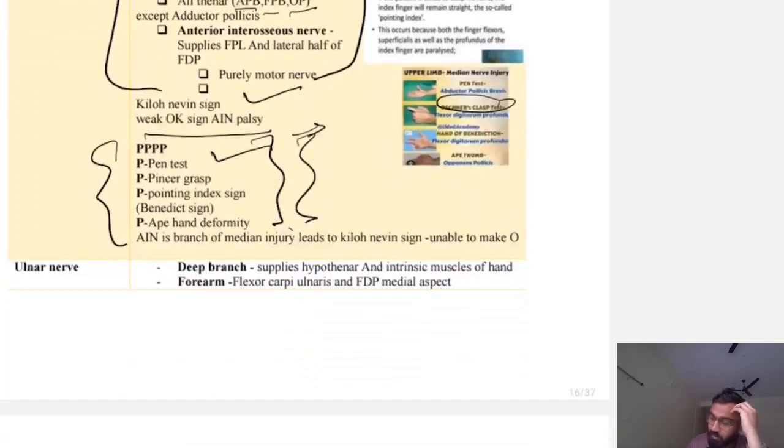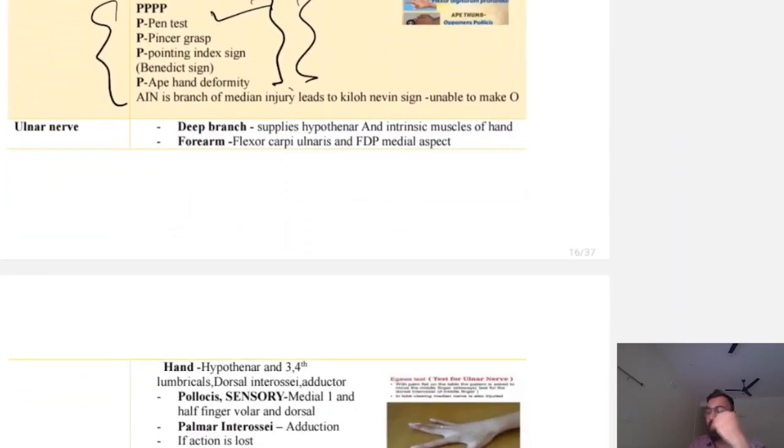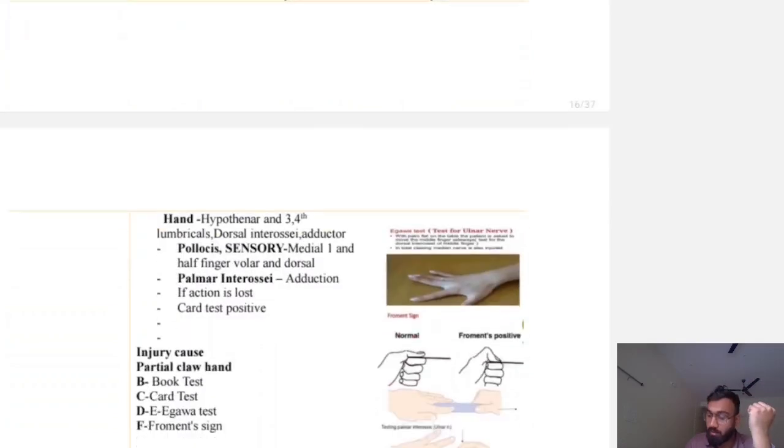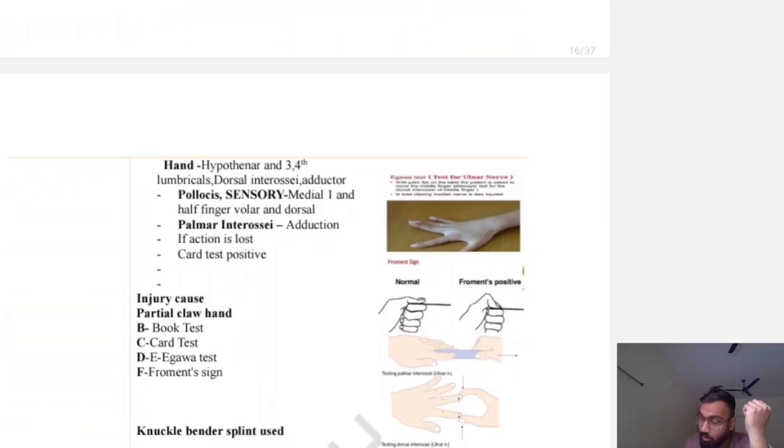Now the ulnar nerve supplies flexor carpi ulnaris in the forearm and flexor digitorum profundus medial aspect in the forearm. Then it continues into the hand, where it supplies all the hypothenar muscles, the third and fourth lumbricals, and the palmar and dorsal interossei. It also gives 1.5 fingers in sensory supply, because 3.5 is supplied by the median nerve.